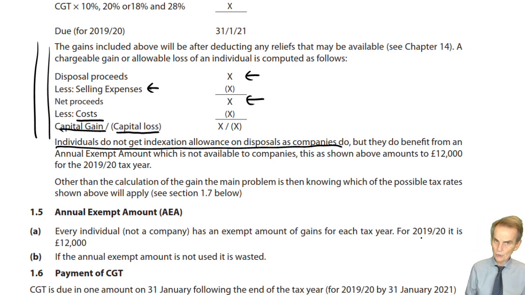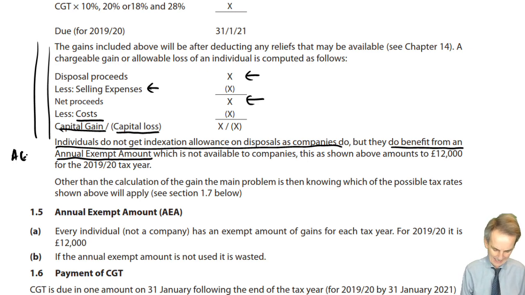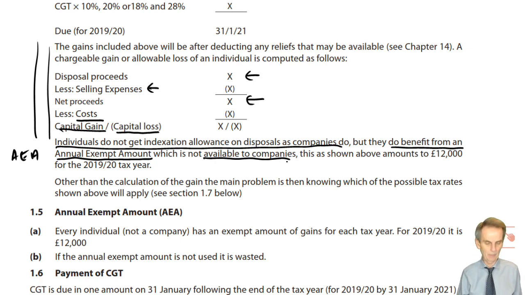What individuals do get, however, to compensate them for this, and companies do not, is an annual exempt amount, or AEA, as we'll abbreviate that from now on. Our annual exempt amount, as you said, is not available to companies. And that is just like what we saw in an income tax computation.